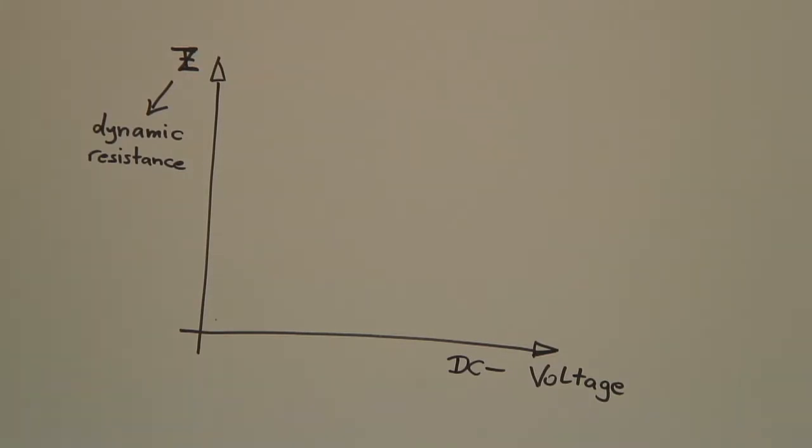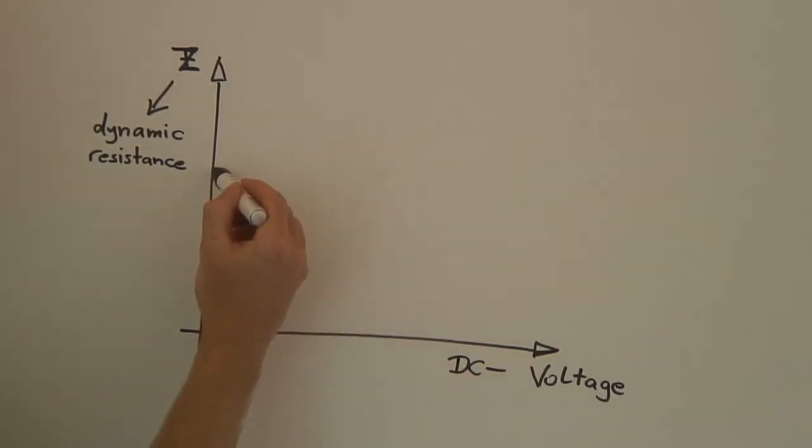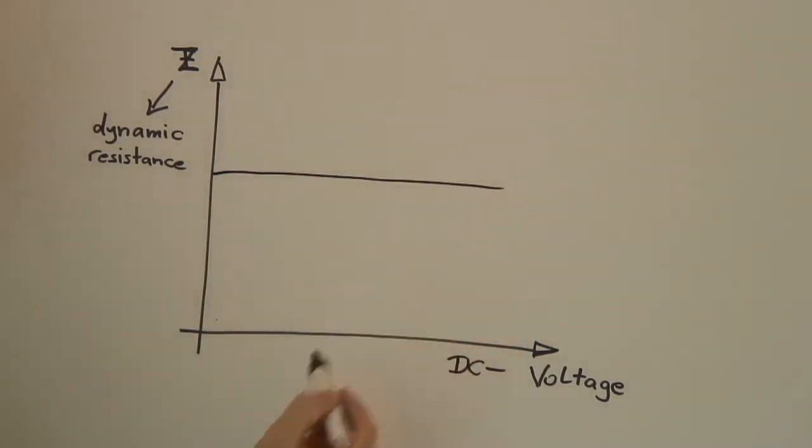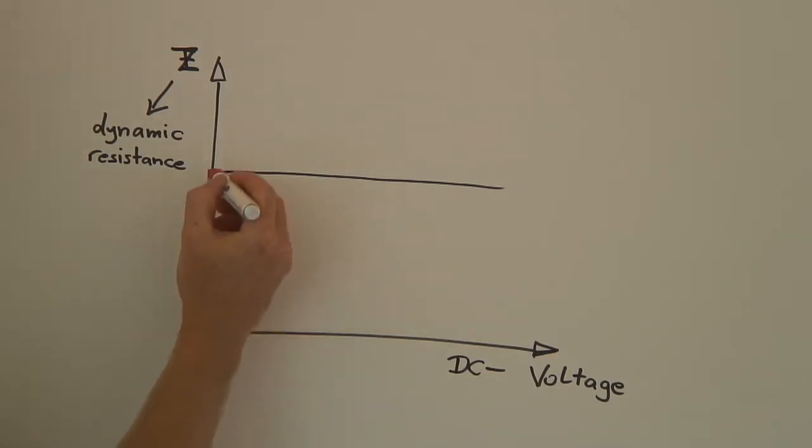A resistor, for example, does not depend on the DC voltage that is applied to the resistor. It shows constant dynamic resistance. A capacitor can show different behavior. That means the impedance or dynamic resistance can strongly depend on the operating voltage.